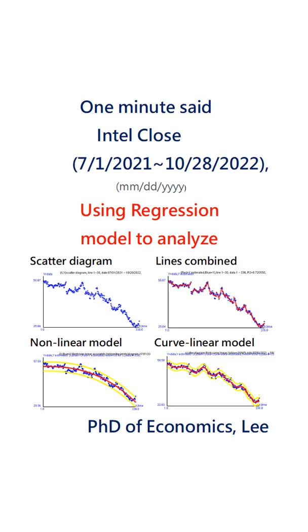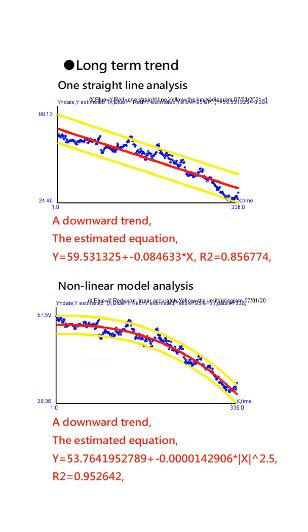One minute Intel close, using a regression model to analyze. There are scatter diagram lines combined with a nonlinear model and a curve linear model. Model 1, straight line analysis: the result is a downward trend. Blue is the closed value, red is the estimated value, yellow is the upper limit and lower limit of the 95% predicted interval.